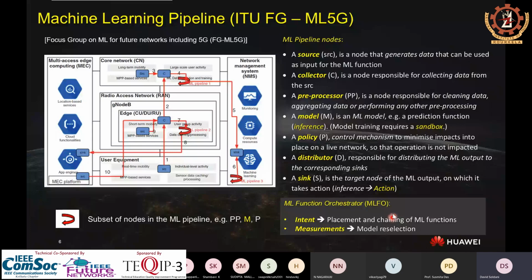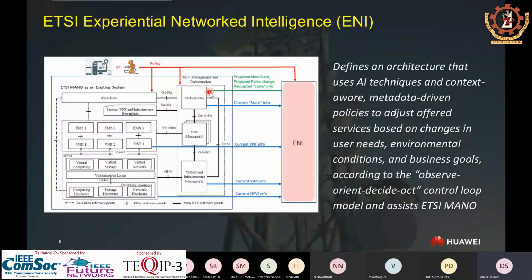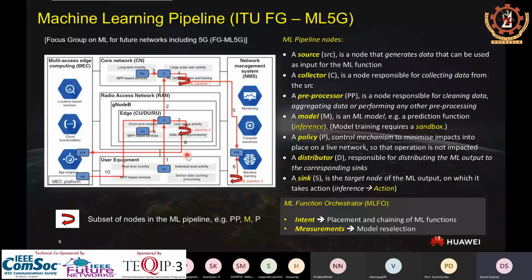And the MLFO comes in closed loop. So similar to the MANO here, it performs actions, but also receives measurements from different parts of the network, so that that particular machine learning pipeline can be continuously optimized in order to meet your intent. Intent is nothing else than a set of policy rules that define your use case.